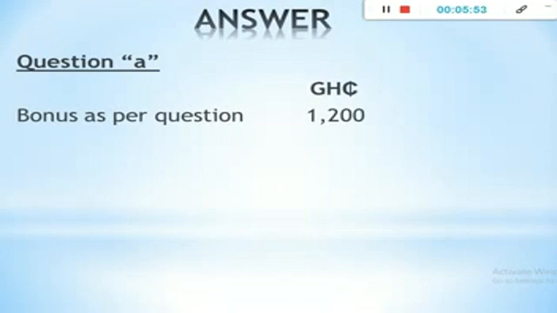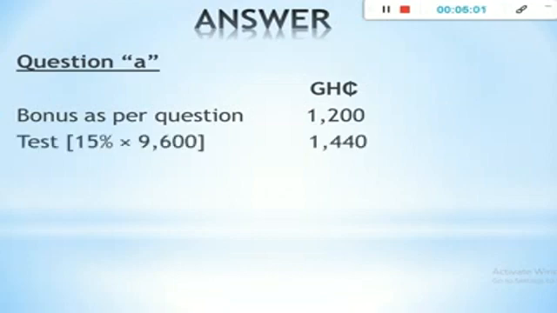And the second thing we have to do is our test. Remember the test? The test is 15% of your basic salary. So you have to do a test on 15% of our basic salary. So 15% on 9,600 is 1,440. And when we check, we can see that there is nothing like an excess bonus. The bonus is 1,200 and the test amount is 1,440.